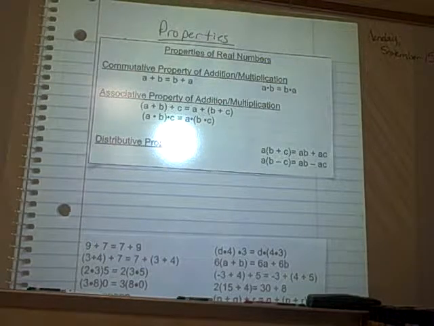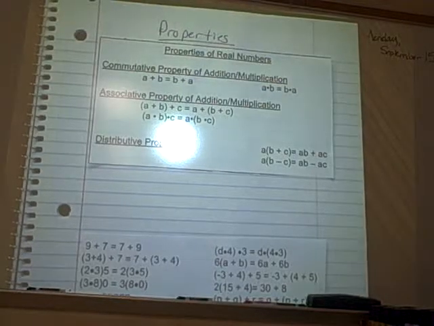We have 3 properties that we've got to cover for algebra. And one of these we use a lot. The other 2 we use, but you don't really notice that you're using them when you use them. The distributive you'll end up using a lot, and we'll talk about distributing things a lot. But these are your 3.